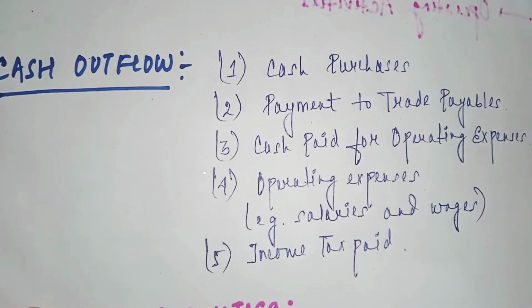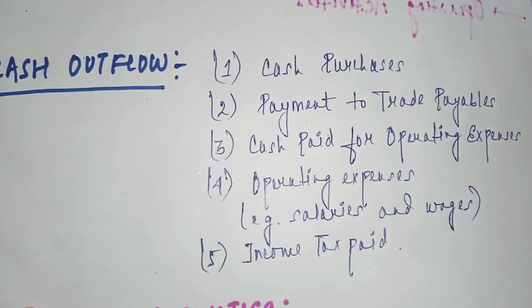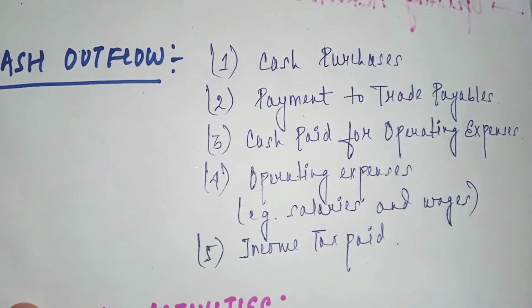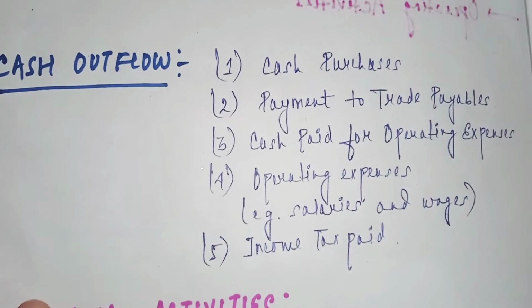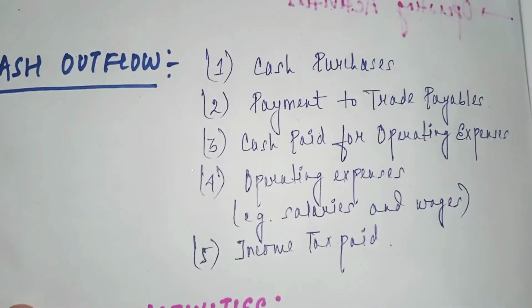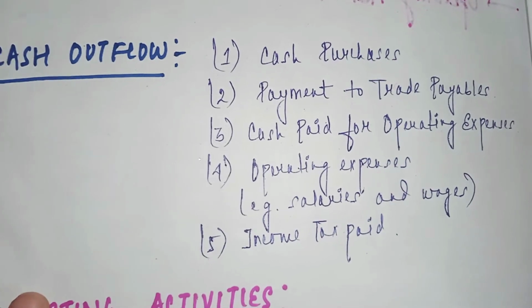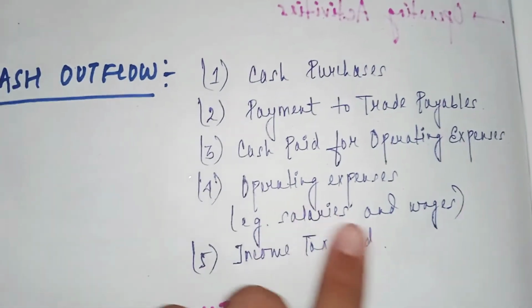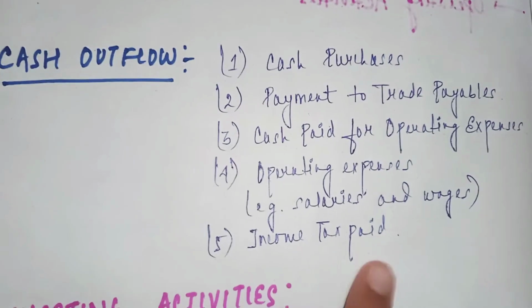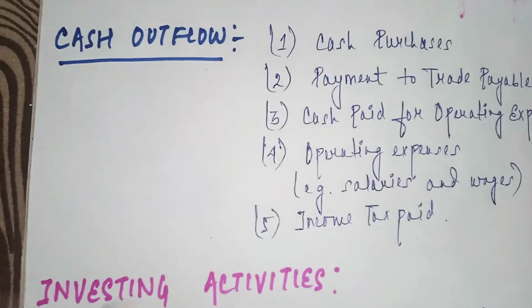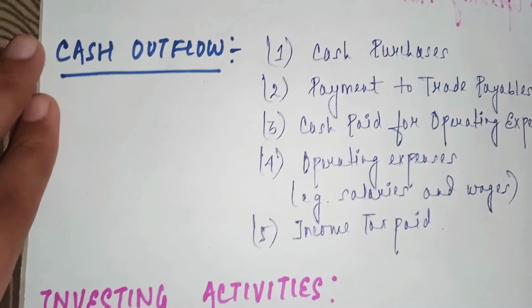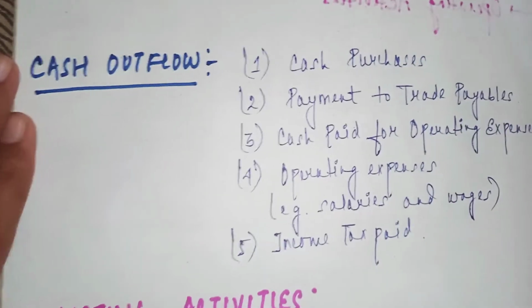Any payment to the trade payables, that is, any payment you have made to your creditors, cash paid for operating expenses, any operating expenses you have incurred. Now these operating expenses involve the salaries and the wages, income tax paid. Now these are some of the outflows that are involved in the operating activities.